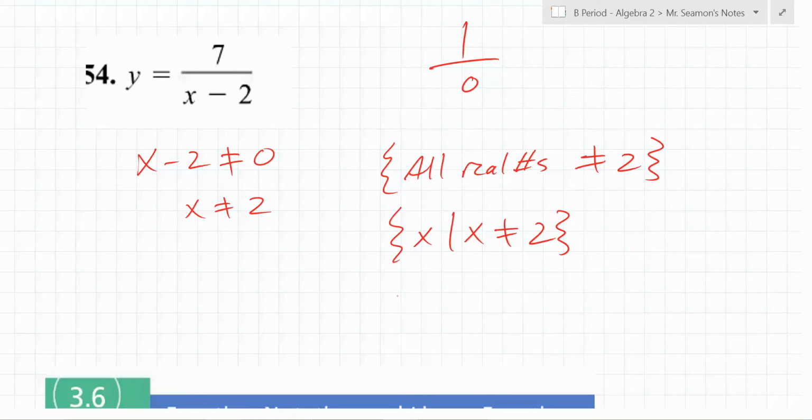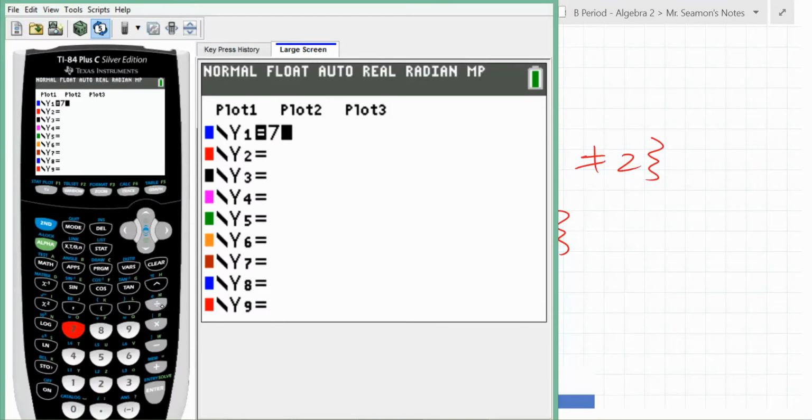Also, it can be anything. You can plug a negative 2 into that, except for what's the only number that makes the denominator 0? 2 is the only one. Everything else is fine. What is it? 7 over what? And you have to put those parentheses in.